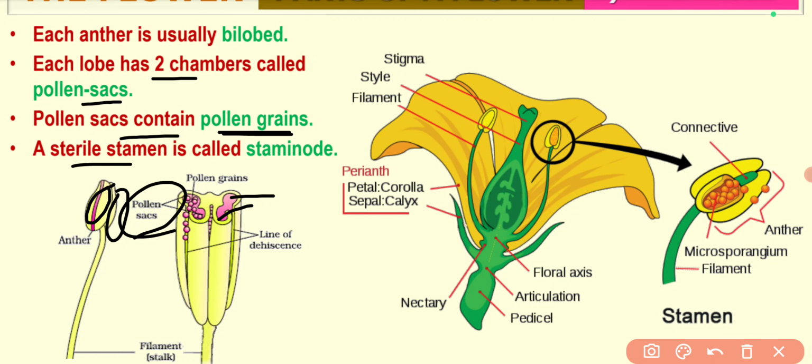A sterile stamen is called staminode. Not all stamens produce pollen grains. So there are some stamens present in the flower which are unable to produce pollen grains, and that is called staminode. Here the term sterile means an organism that does not reproduce further or does not bring offspring.